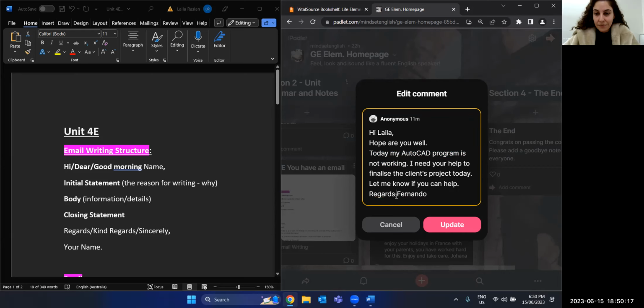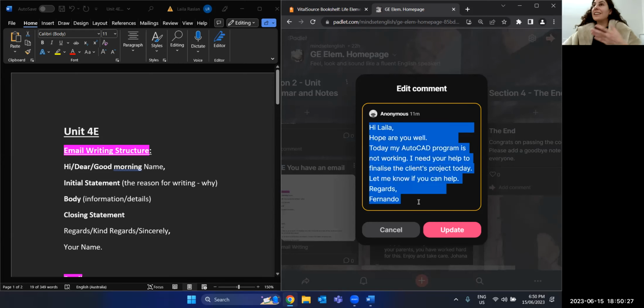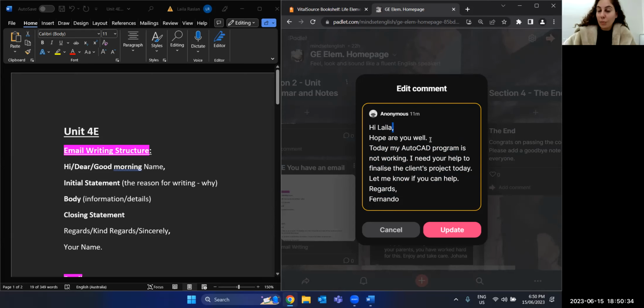Regards, comma, and then Fernando must go on the next line. So I know it's a little bit hard here to add spaces, but this is a very good example. So let's have a look at an email by Fernando. He says, hi, Laila, comma. You must have a comma. Hope you are well, full stop. And then he went into detail about what he wants to talk about.